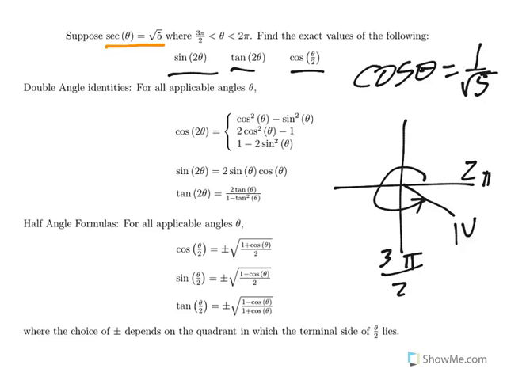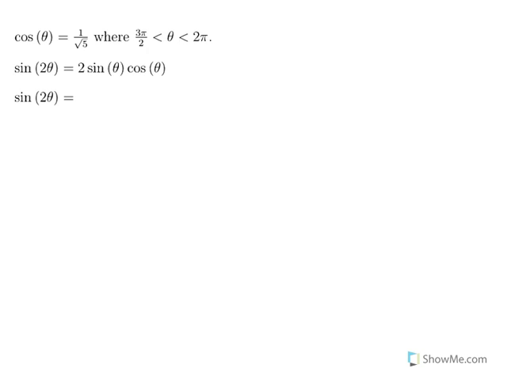So I'm going to do these one at a time. To do the first one, sine of 2 theta, I'm going to use this double angle identity. So let's get started. I know that cosine of theta is 1 over square root of 5, and I'm in the fourth quadrant. Sine of 2 theta, according to the double angle identity, is 2 times sine of theta times cosine of theta. I already know cosine of theta, but I need to figure out what sine of theta is, and that's great because I have sine squared theta plus cosine squared theta equals 1 from the Pythagorean identity.